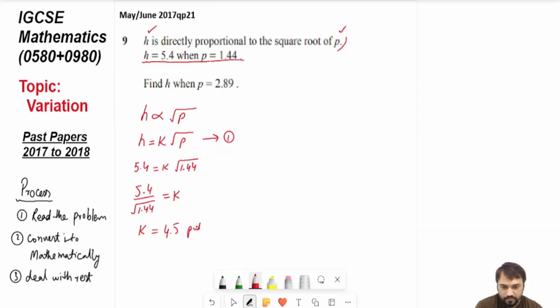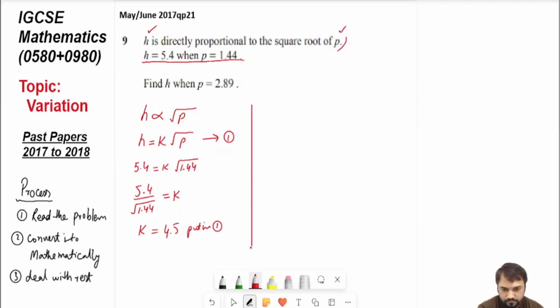Now put in 1. Our equation will become h is equal to 4.5 square root of p. The rest of the statement is this: find h when p is equal to 2.89. Now we are going to find the value of h by putting the value of p, that is 2.89. Again, use the calculator and find out the value. So this is 7.65. This is our answer.